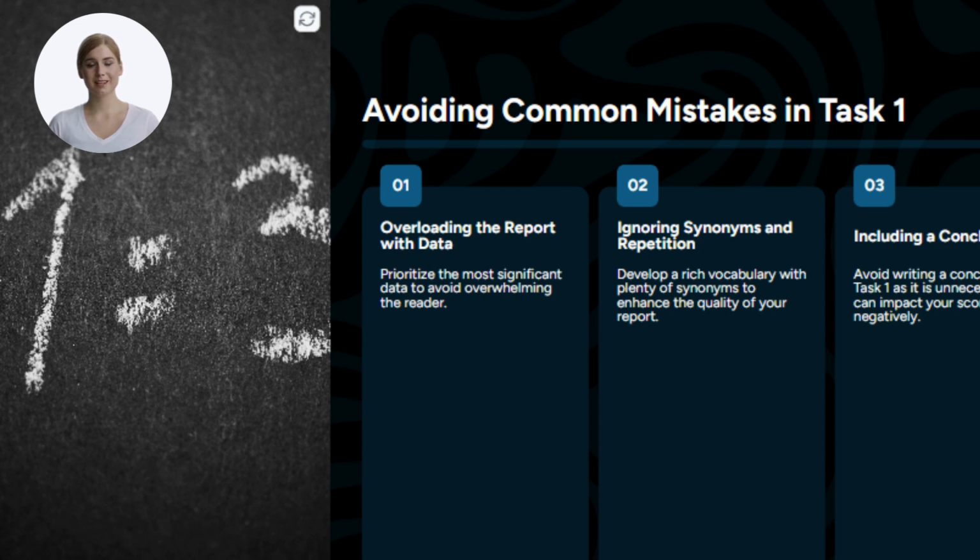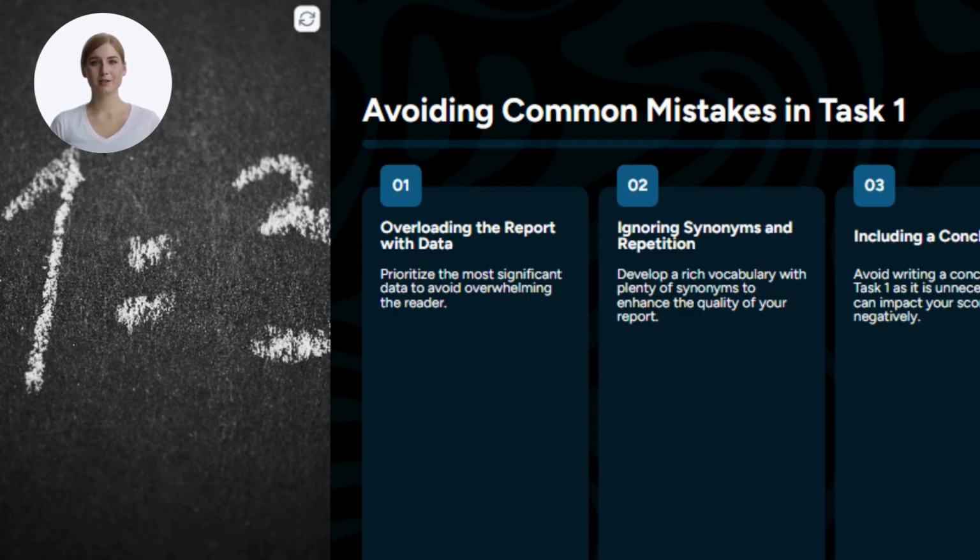Overloading the report with data. Mistake. Including every single detail can overwhelm the reader and dilute your key points. Solution. Prioritize the most significant data. For example, in a pie chart showing different career paths, you might only mention the highest and lowest percentages in the overview and expand on these in the body paragraphs.